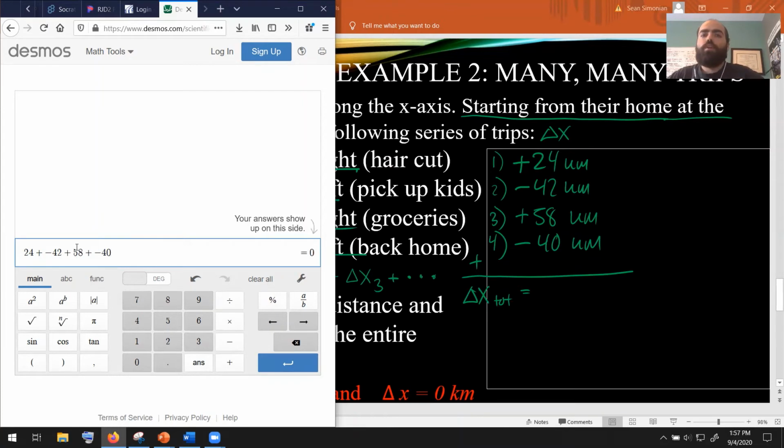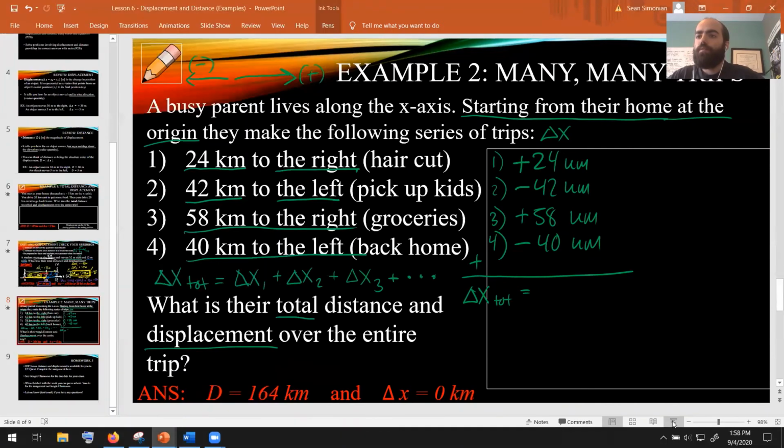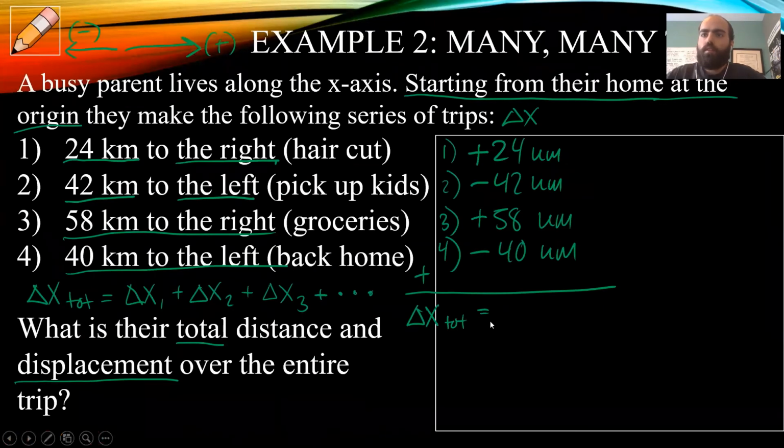And so notice that because we started at our home and we ended up at our home, the total displacement comes out to 0. All of the distances and their directions end up canceling each other out. So when we do 24 minus 42 plus 58 minus 40, we get a total displacement of 0.